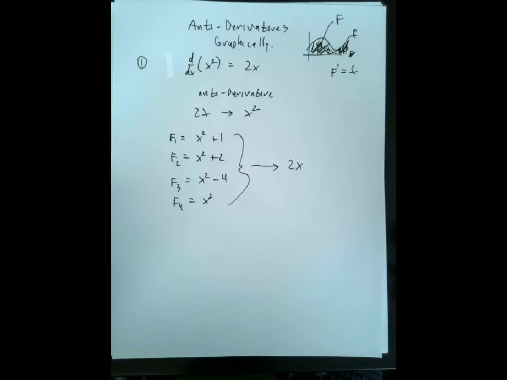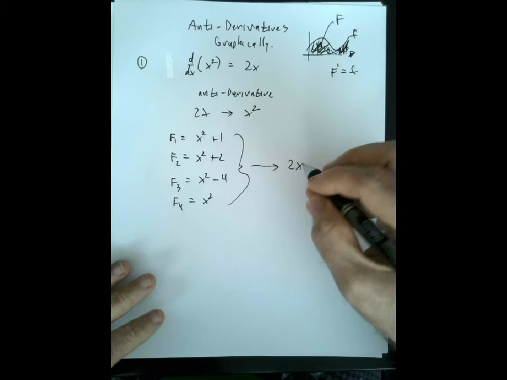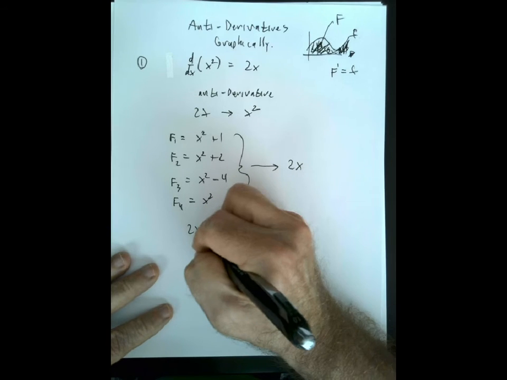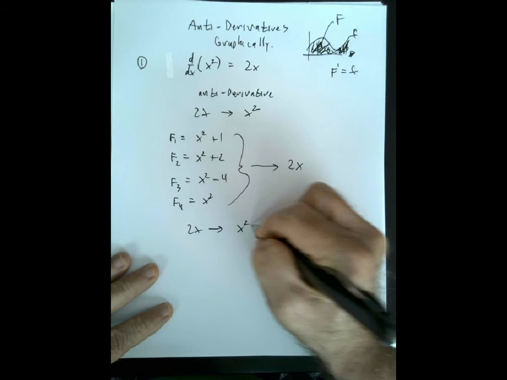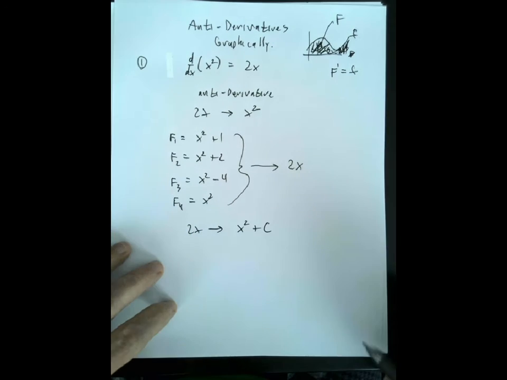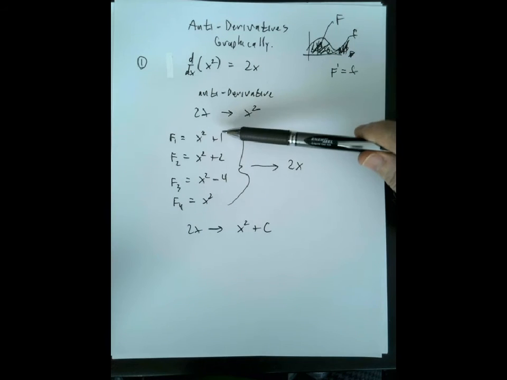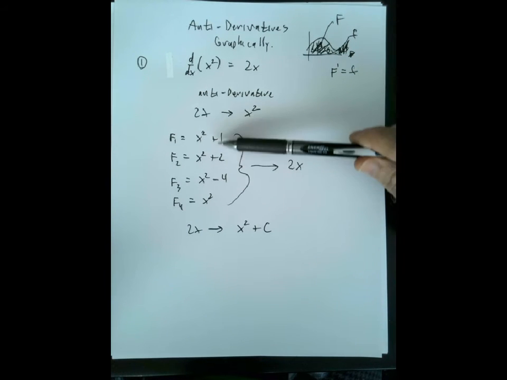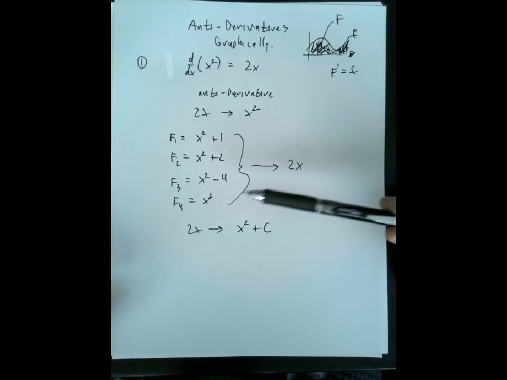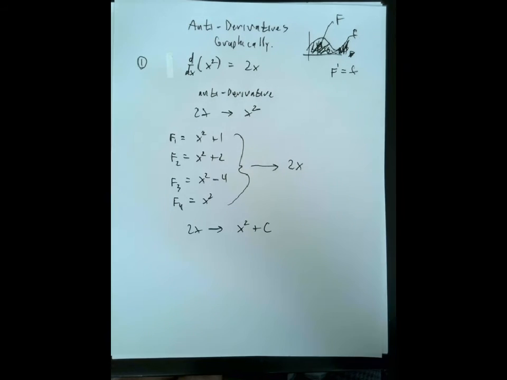So what we would typically do is say that if we're starting with 2x, the antiderivative is x squared plus some constant c, which corresponds to one of these positive or negative constants or fractions, or could even be 0. Okay, does that make sense?